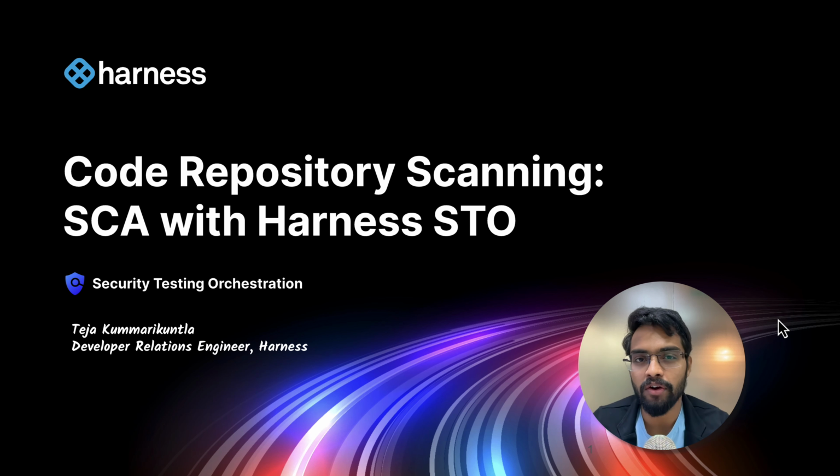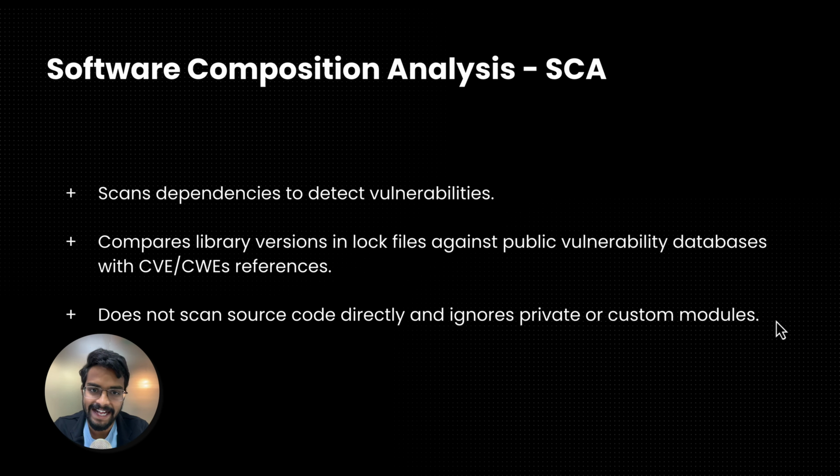In this video, we're going to learn how you could perform SCA, software composition analysis, for your code repositories using Harness STO. Before we jump into the whole implementation, let me touch upon what SCA is. To put it very simply, it scans through your dependencies from your log files where your packages and their versions are declared, and then it compares them against a public vulnerability database linking to the associated CVEs.